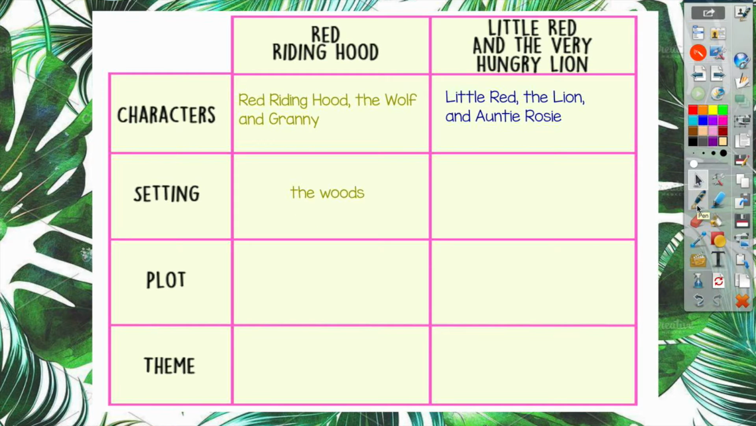Awesome job. Now, the setting of Little Red and the Very Hungry Lion was different. It didn't happen in the woods, but it happened where there was elephants, gazelles, meerkats. So that's kind of like a jungle. So for the setting for my second story, I'm going to write jungle.